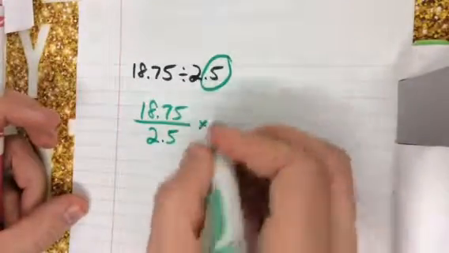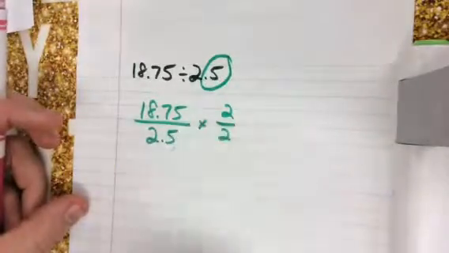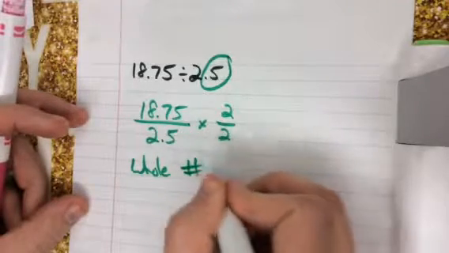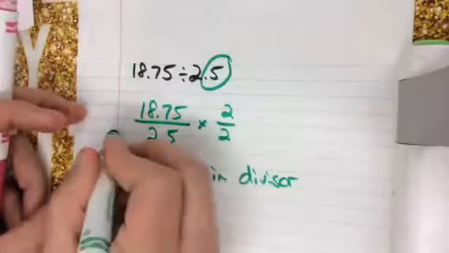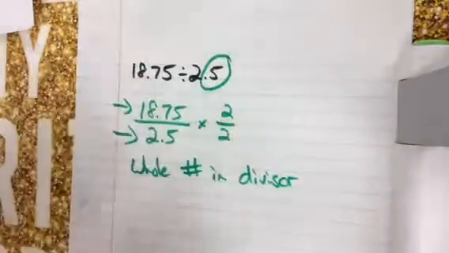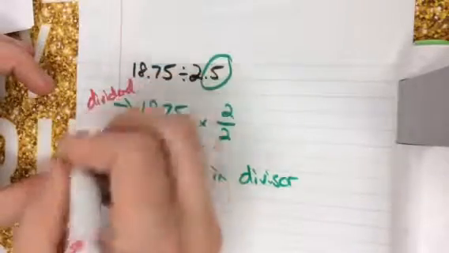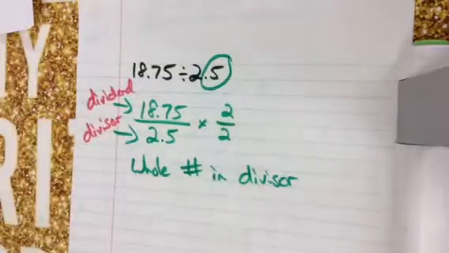Okay, and since we know that mental trick, we can multiply it by 2 because 2 halves equals 1 whole. We're trying to get a whole number in the divisor. All right, and this here is the divisor, and that is the dividend. So quickly to see, dividend and divisor. So you want to make sure that they know those values.